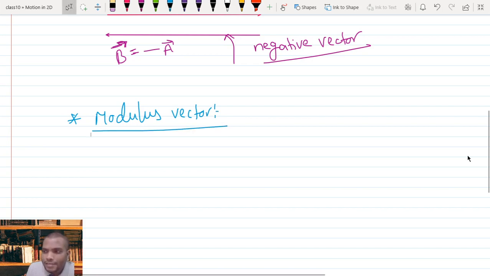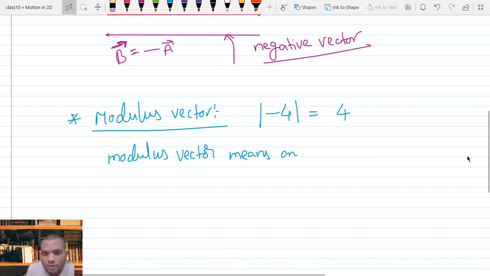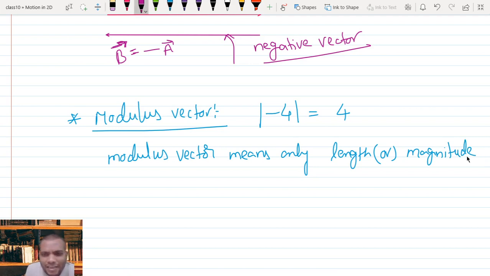Modulus, we know that modulus is represented in mathematics. Suppose, what is the modulus of minus 4? Modulus removes the negative sign, so its value becomes 4 itself. So the modulus of a vector means the length or the magnitude of the vector, only length or magnitude. Here we do not represent the direction.